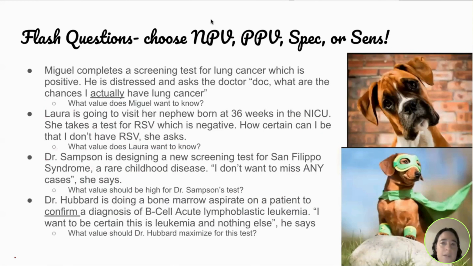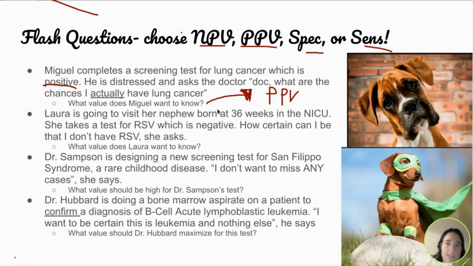So then let's look at these questions and decide what should be PPV, NPV, specificity, or sensitivity. Miguel completes a screening test for lung cancer and he screens positive. He asks the doctor, what are the chances that I actually have lung cancer? So what does Miguel care about here? Right, PPV. Good. So positive predictive value is, if I screen positive, what are the chances that I actually am positive? Miguel cares about that because Miguel's the patient.